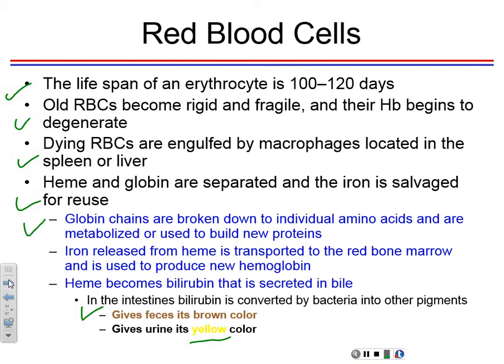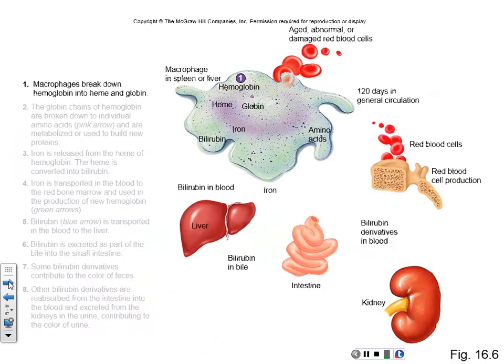So the globin is recycled, the iron is recycled and goes back to the bone marrow, and the heme part becomes bilirubin, and then bilirubin is converted by intestinal bacteria to a derivative that gives the characteristic brown color of feces. That's why you call it brown nosing. It's, you know, kissing up.